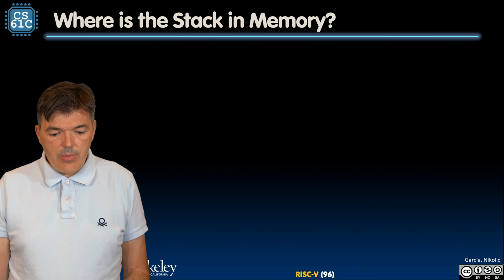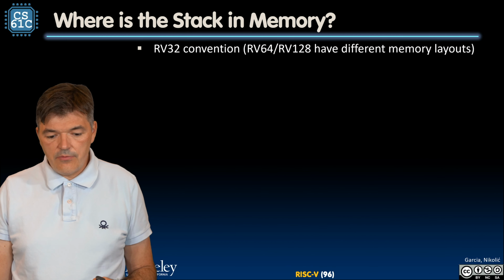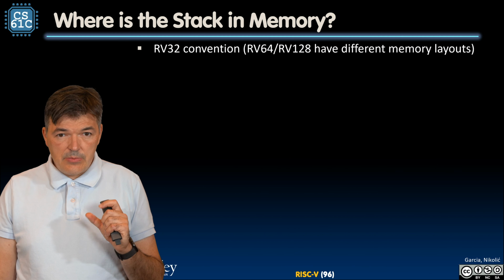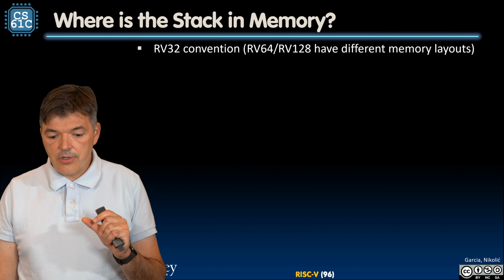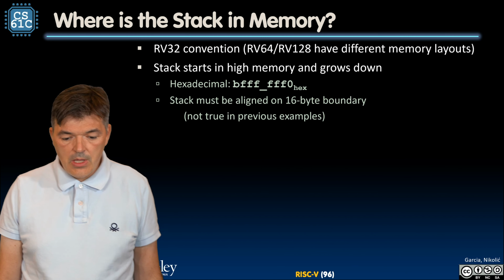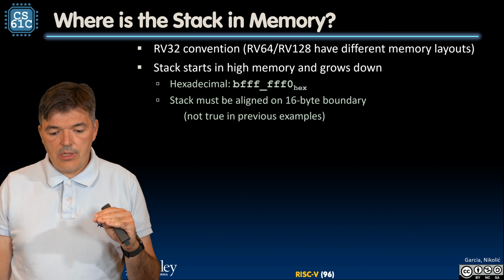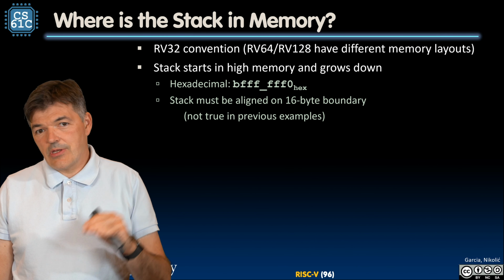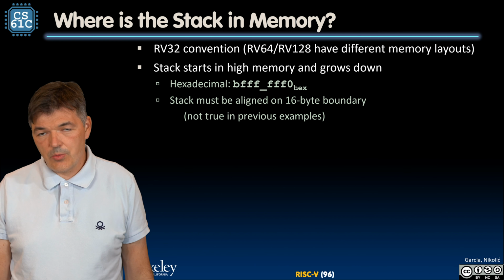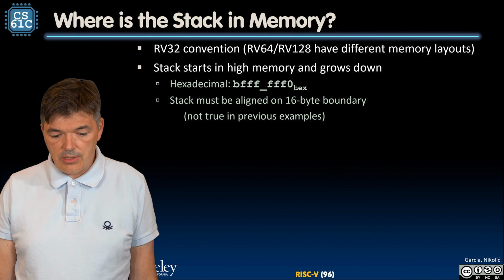Where does this live in memory? In RISC-V, this is set by convention. It is specific to RV32. It's a little bit different for RV64 and RV128. One thing to keep in mind, all these memory regions need to be aligned with a 16-byte boundary such that everything is compatible also with RV128. But you don't have to worry too much about that, and I was not paying attention to that.